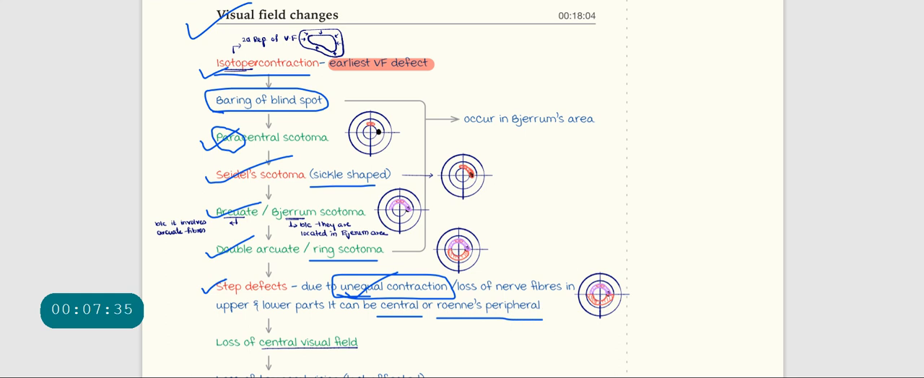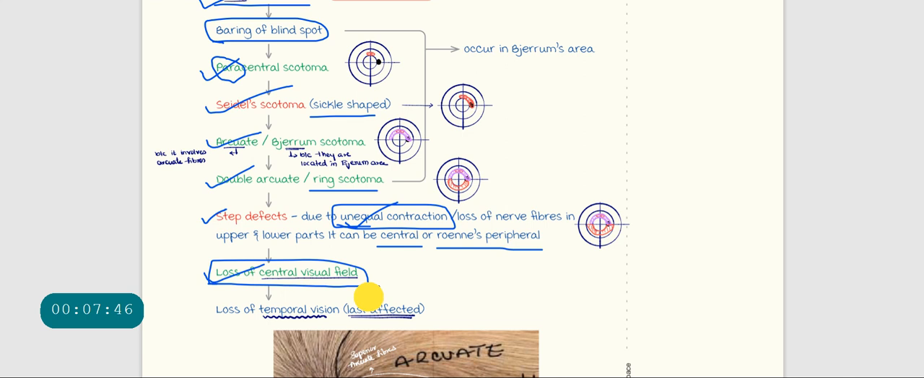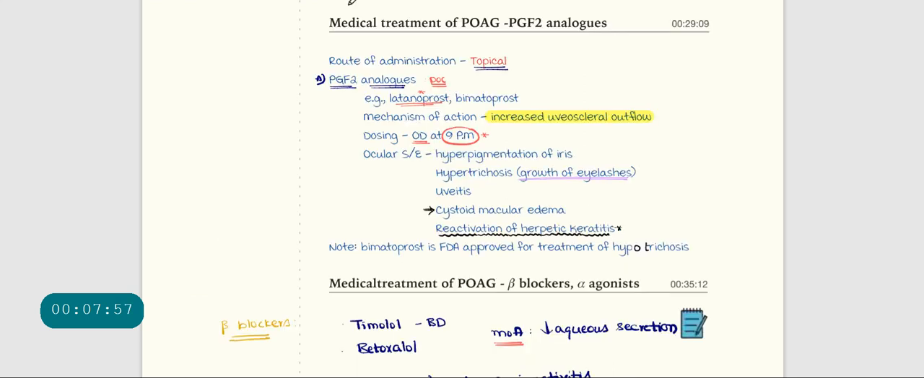Okay, and this will lead to loss of central visual field. Okay, so the central visual field would be lost. After that, later it will affect the temporal visual field also. So first the central visual field will be lost, and then the temporal visual field will also be lost. Now what is the treatment for primary open angle glaucoma? Okay, so we are going to basically give PGF2 alpha agonist.